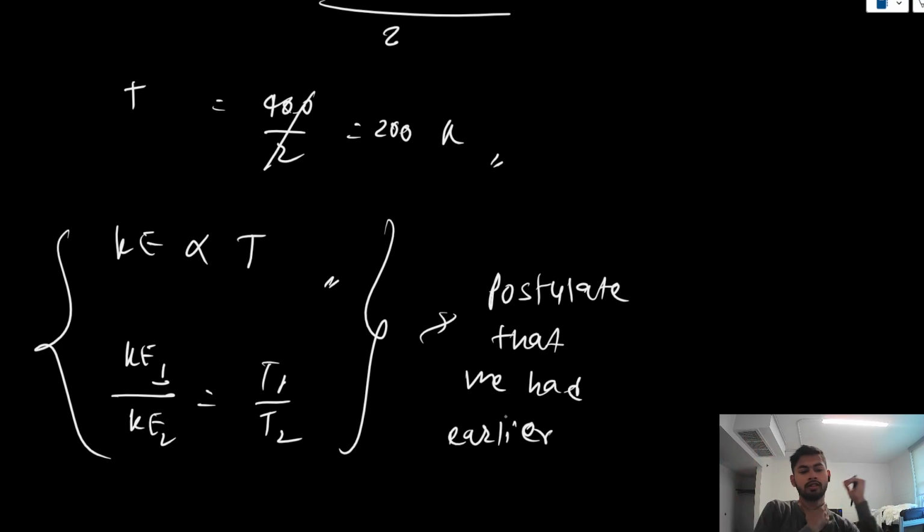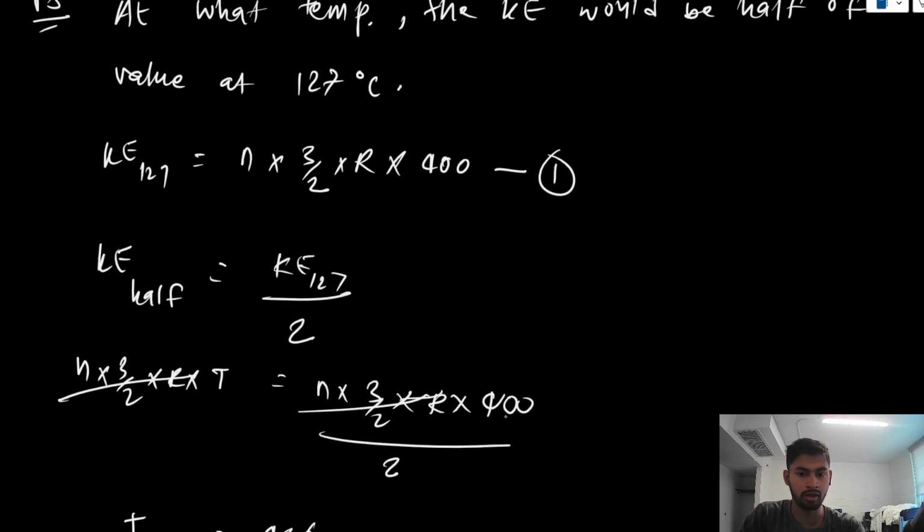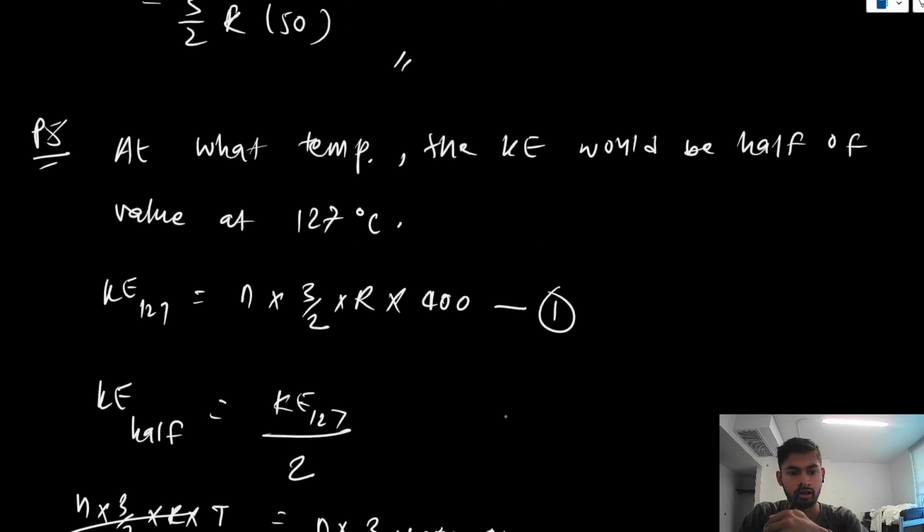Since kinetic energy depends on temperature, it has to be the case that if we halve the kinetic energy or if we halve the temperature, then that would be the required value for temperature if we have kinetic energy, and kinetic energy being halved would give the value of temperature because of the direct relationship between them.